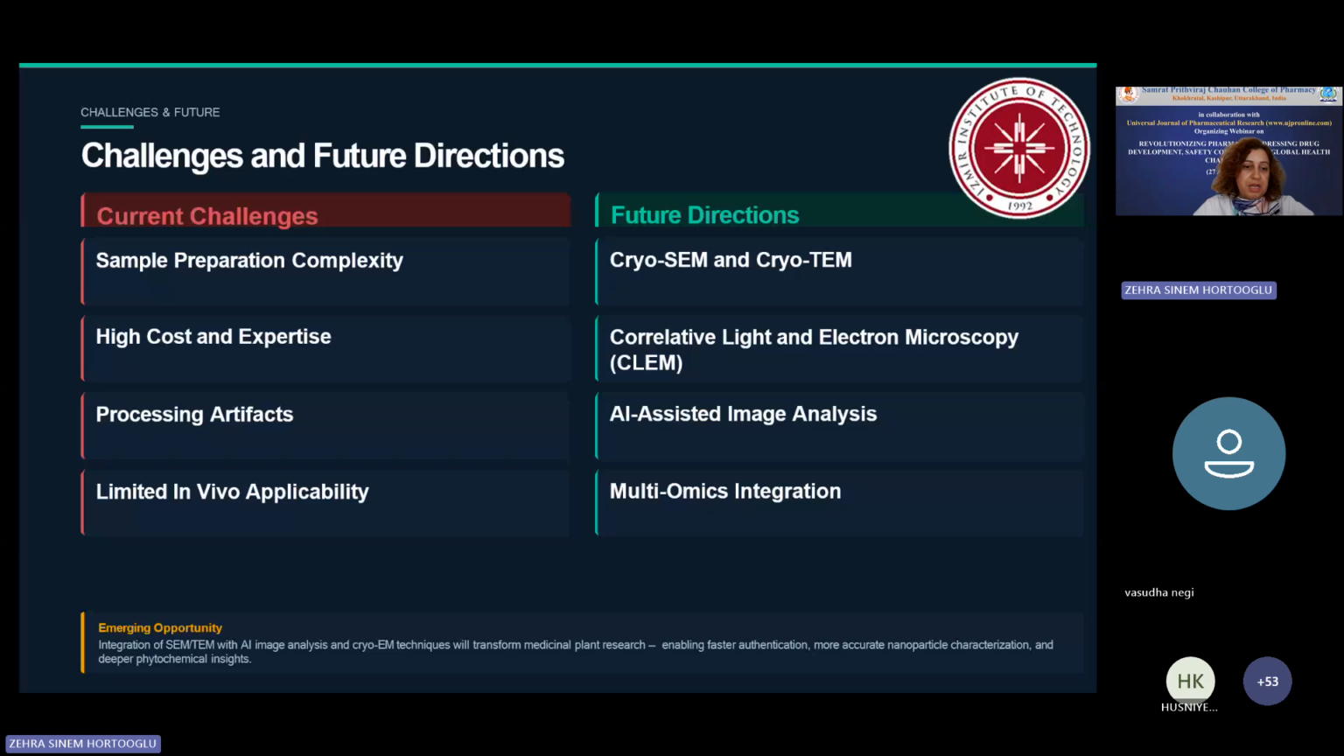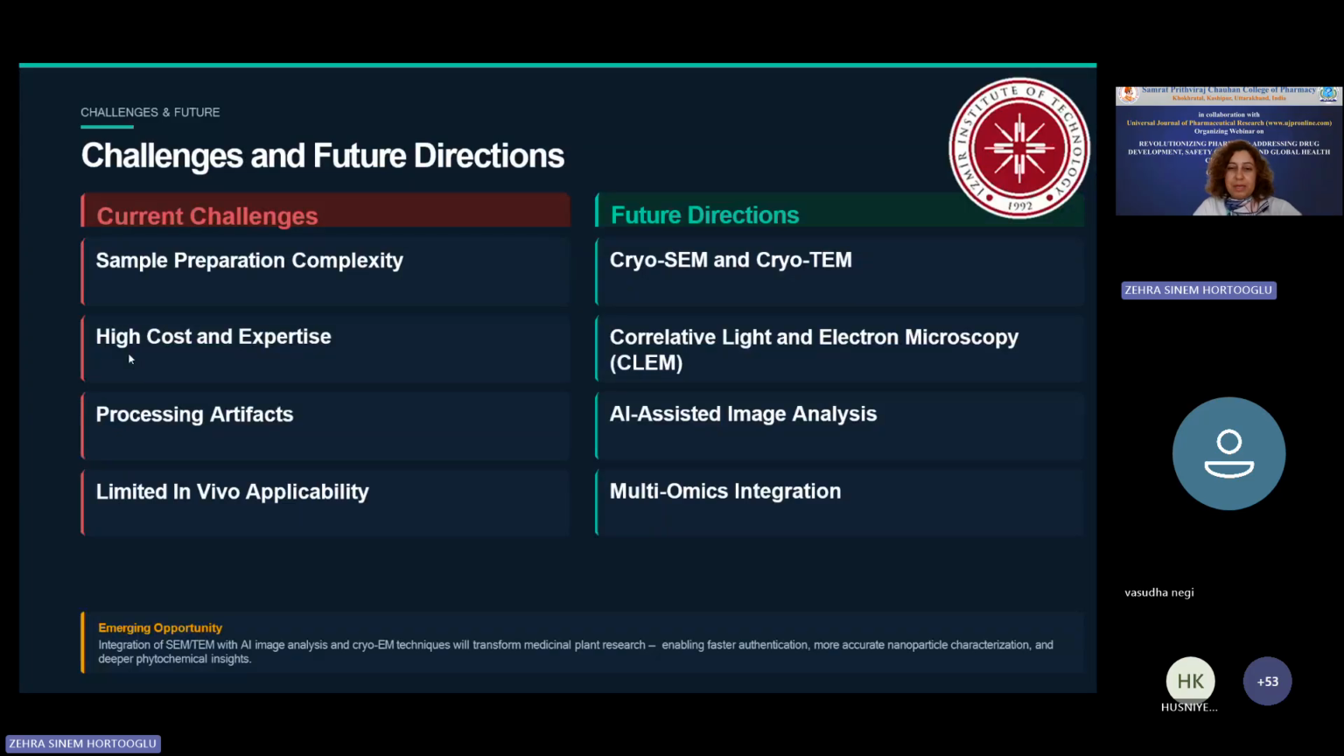Processing artifacts: dehydration and fixation steps can alter cell wall structure and organelle morphology, potentially misrepresenting in vivo states. Limited in vivo applicability: electron microscopy requires very high vacuum conditions, incompatible with live imaging and hydrated biological tissues.